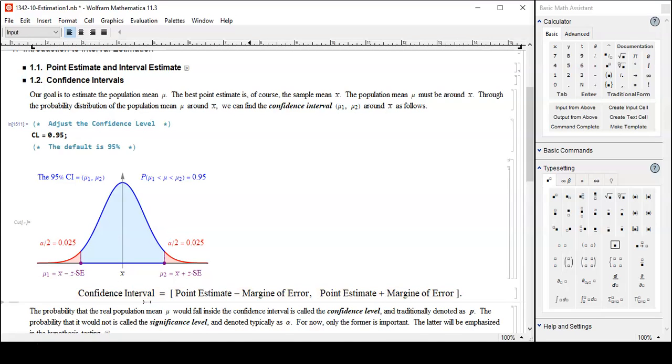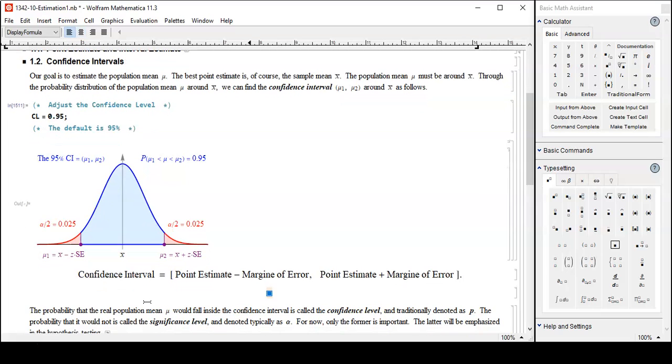Now, what is the so-called margin of error? One aspect of the margin of error is that it's the radius. It is centered at the point estimate; plus the margin of error to get one side, minus the margin of error to get to the other side. So it's the radius, half of the diameter.